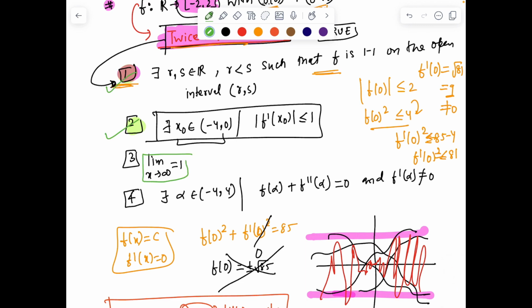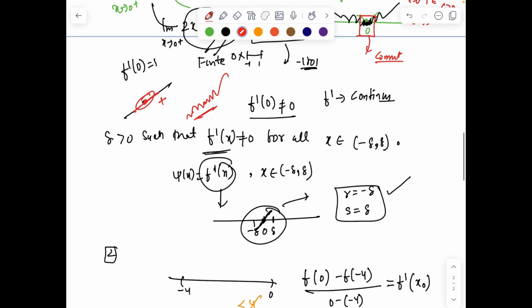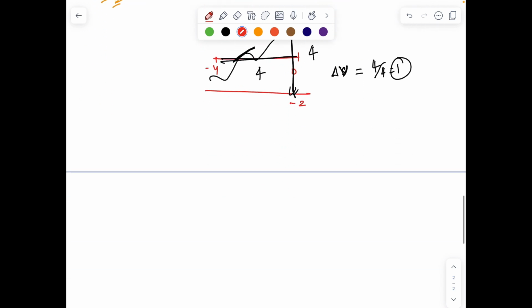The third part is telling limit x tends to infinity, f of x equals 1. Now this part is wrong because we have control only over the initial values of the problem, right? We know the information at f of 0 and f dash of 0. It means we know only the value of the function at 0 and its derivative at 0.